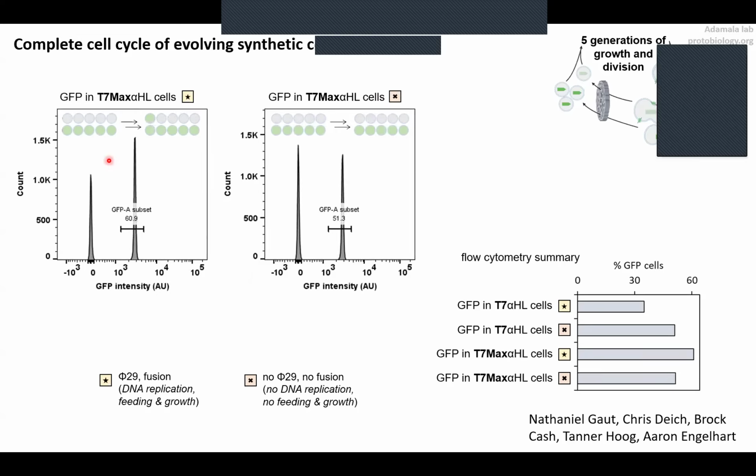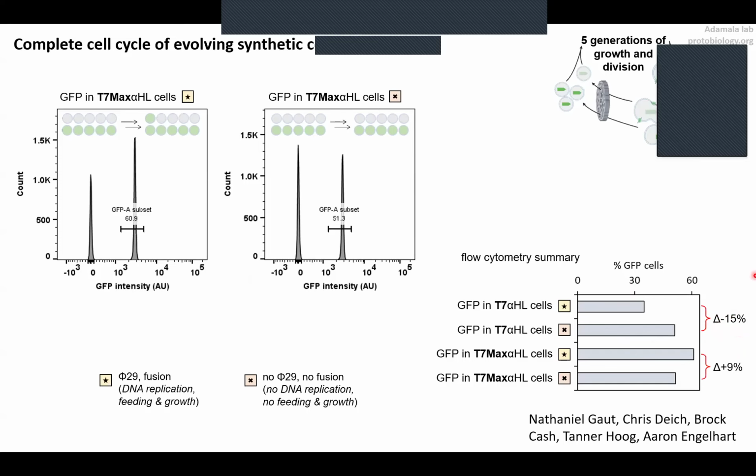Now, we put GFP in the ones that grow much faster, and we see more of them. So after growth and division, we see more GFP. Now, this is the difference. What you see here, the first 2 bars, there's about 15% less cells that grow slower when the GFP is in the cells that grow slower.